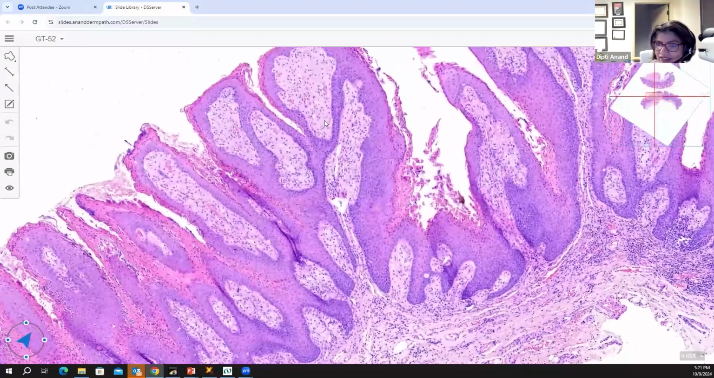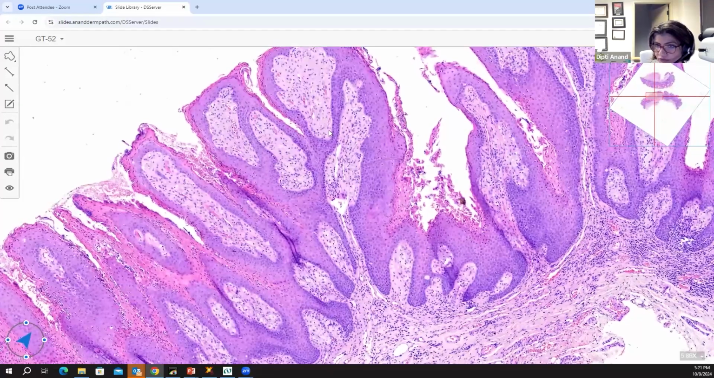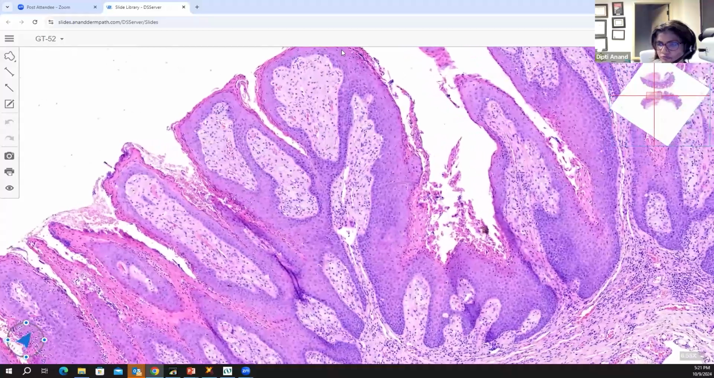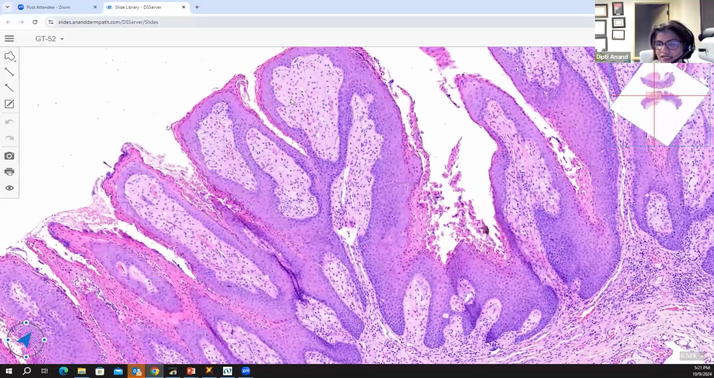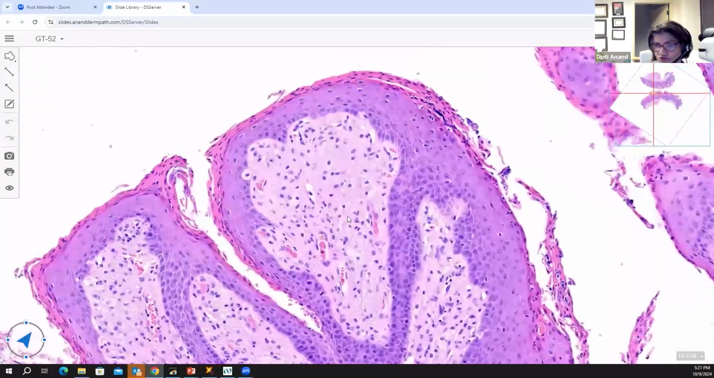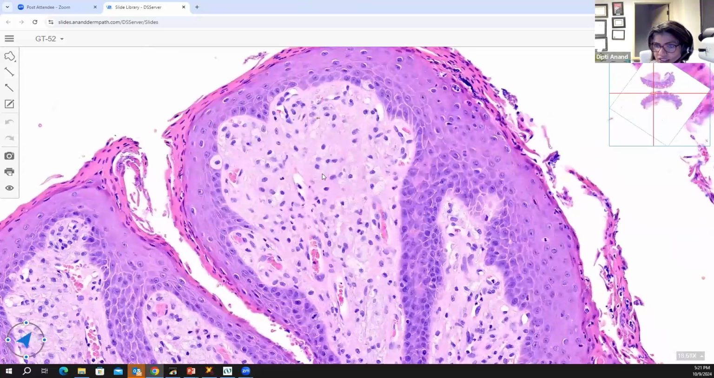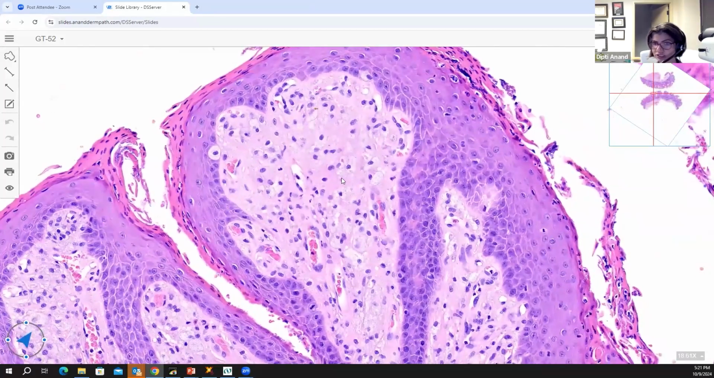And within the expanded dermal papillae of these fingers, you will see these papillary fingers, you will see there are xanthomatized histiocytes, so foamy histiocytes. Now, this verruciform xanthoma has got nothing to do with the lipid disorder.